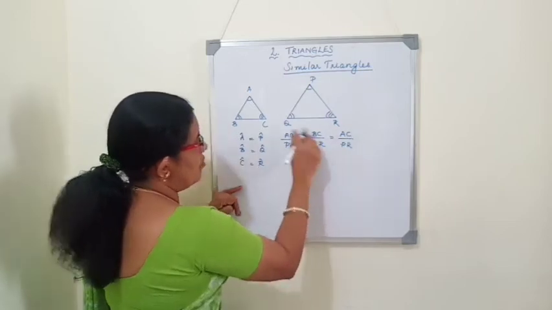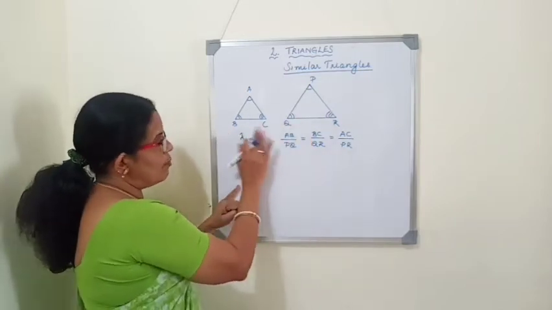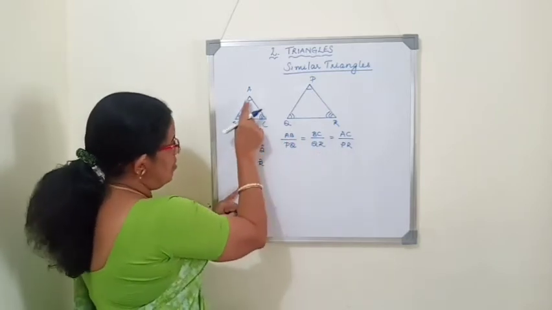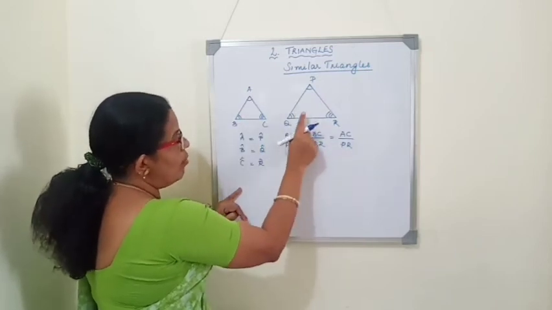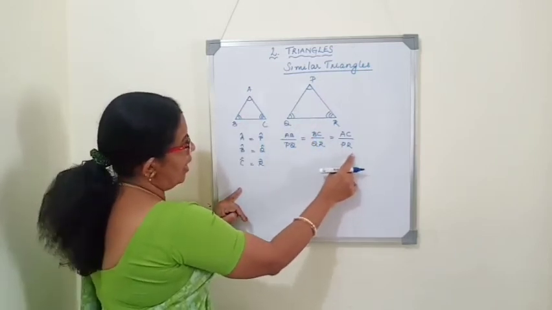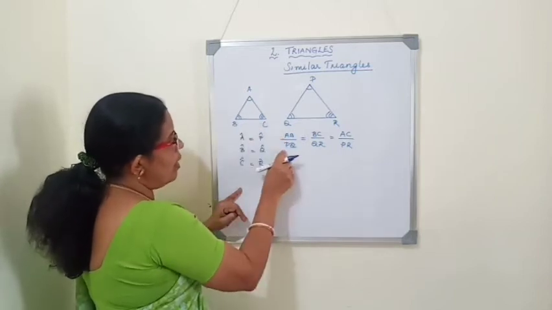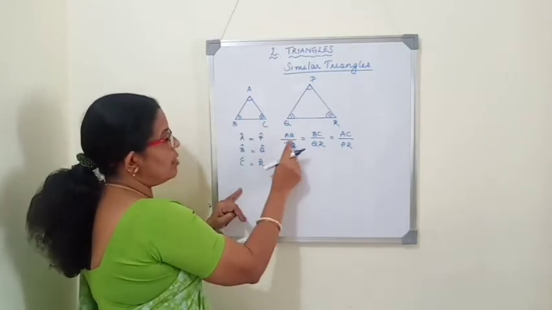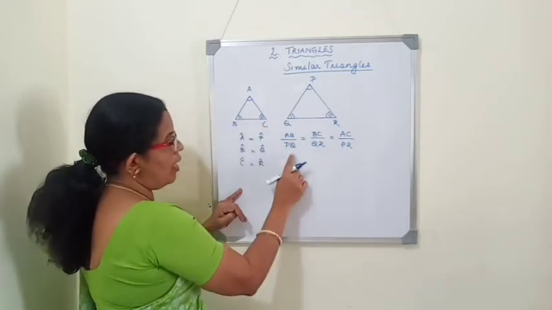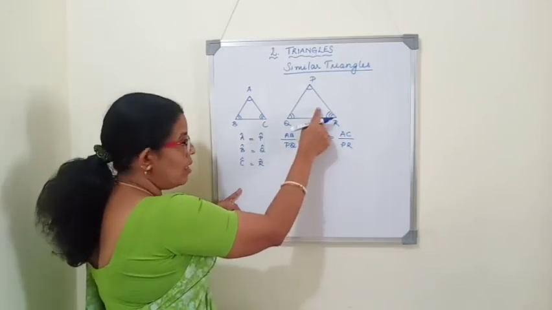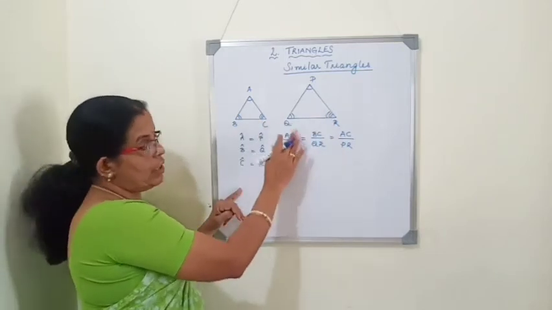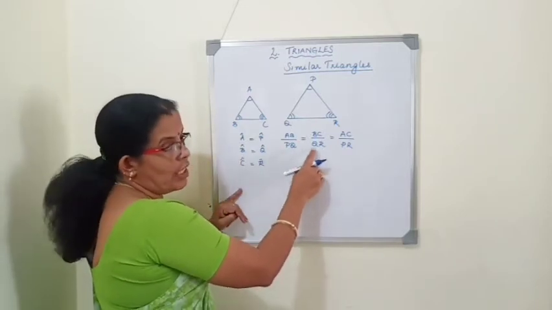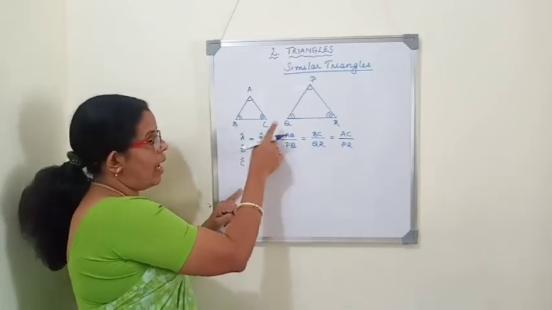We can write the ratio in the reverse order also, PQ by AB, but the corresponding sides ratio we have to write correctly. If you write all the numerators as triangle ABC sides, the denominators should be PQ, QR and PR. If you write the first ratio AB by PQ and for the second one QR by BC, that ratio is wrong. So always the numerator should be the sides of the same triangle and the denominator should be the sides of the same triangle. So if two triangles are similar, their corresponding angles should be equal and the sides ratio should be equal. Then only we can say the triangles are similar.